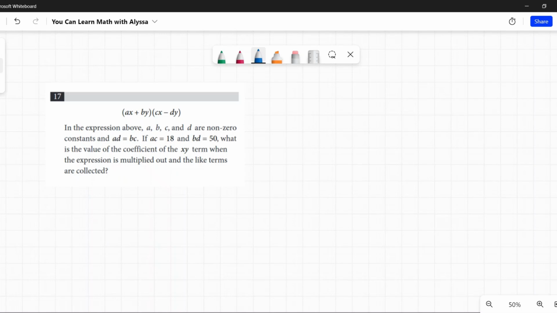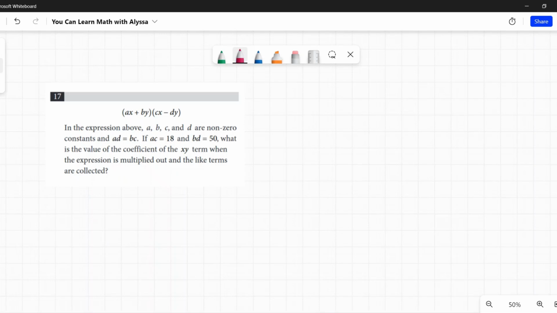Okay, so without any further ado: (ax + by)(cx - dy). In the expression above, a, b, c, and d are non-zero constants, and a times d equals b times c. If a times c equals 18 and b times d equals 50, what is the value of the coefficient of the xy term when the expression is multiplied out and the like terms are collected?